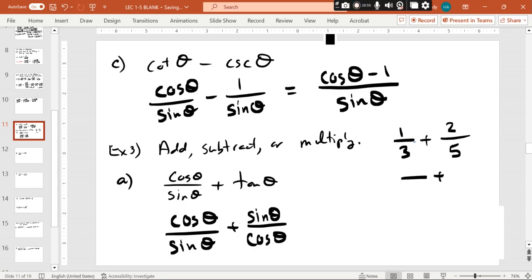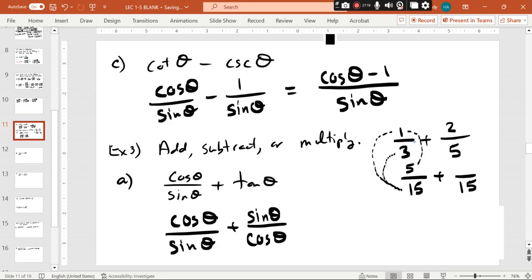15, absolutely. So it's the 3 and the 5 multiplied together, is that right? 3 and the 5 multiplied together. And then we put the same common denominator over here. And then we ask ourselves this question, right? What number multiplies 3 to give you 15? 5. And then 1 times 5 gets put over here.